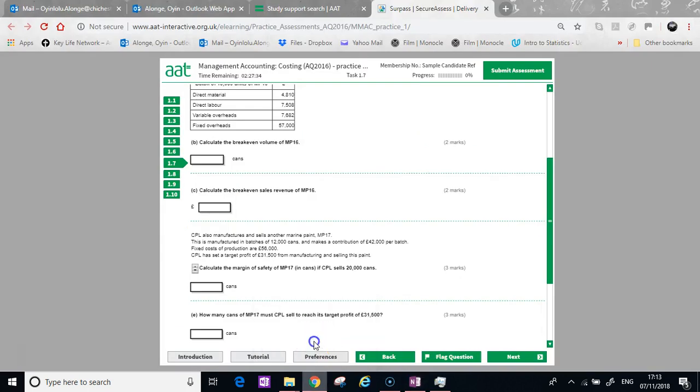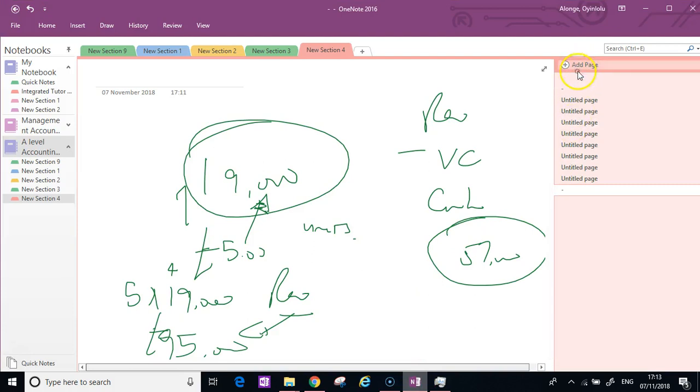So this is a slightly interesting area here. It says here CPL also manufactures and sells another paint. This is manufactured in batches of 12,000 cans, and it makes a contribution of £42,000 a batch. Okay, great. So currently contribution is £42,000 a batch. That's fine. So we know that.